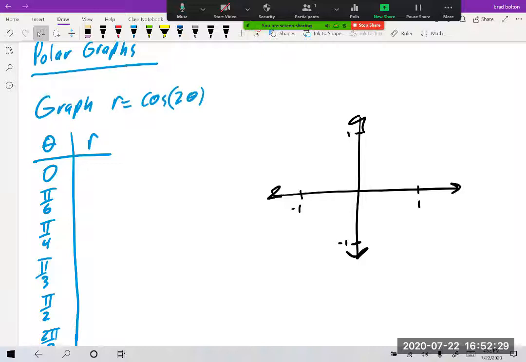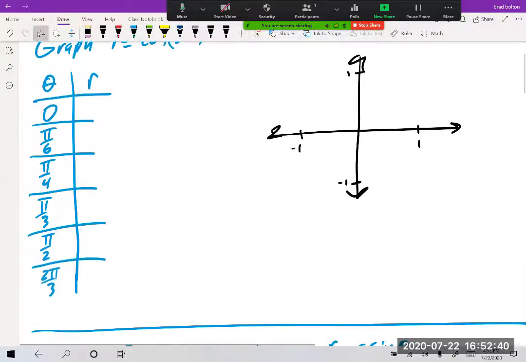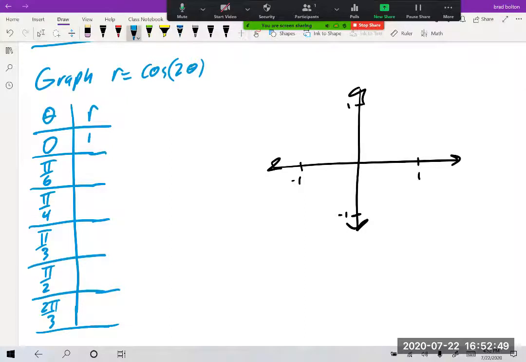So what we're going to do is try to graph r equals cosine of 2 theta and see what we get. I'm going to pick some values, ones that I know off the top of my head, so I'm picking angles that I know how to work with really well. I'm going to pick 0 for theta, and the cosine of 0 is 1. I'm going to pick pi/6 for theta, and pi/6 times 2 becomes pi/3, and the cosine of pi/3 is 1/2. I'm going to pick pi/4, and that would be pi/2 once I multiply by 2, so I'm going to get 0. Then I'm going to get negative 1/2 for this one, negative 1 for this one, and negative 1/2 for this one.